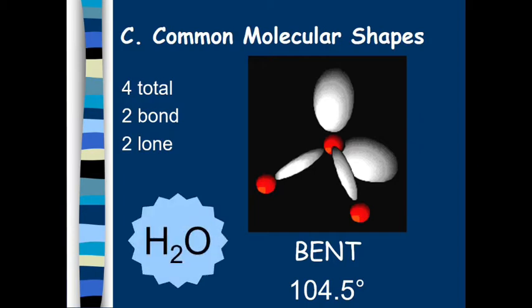So if you were to draw out the Lewis structure for water, you would have 2 lone pairs up here on your oxygen that are going to even further reduce the bond angle because lone pairs reduce bond angle, and the angle is 104.5.